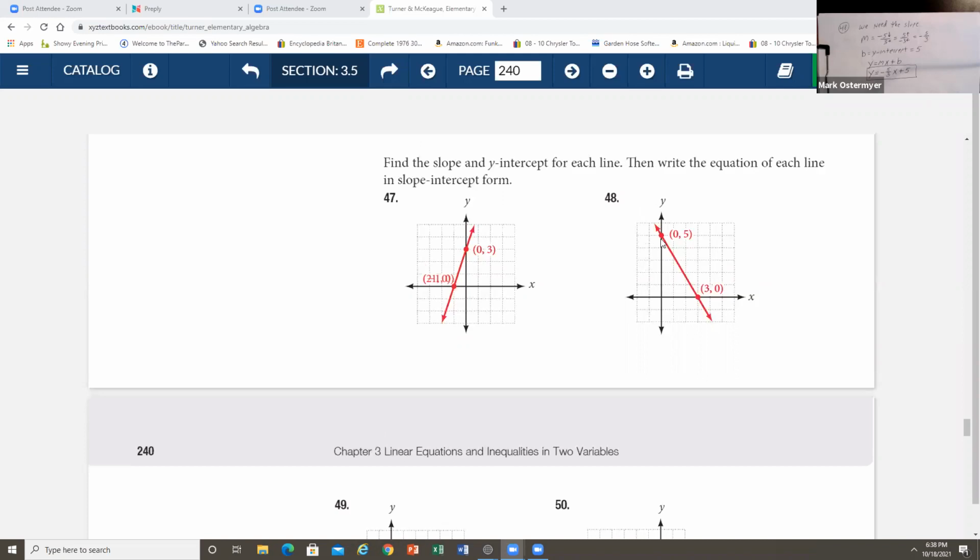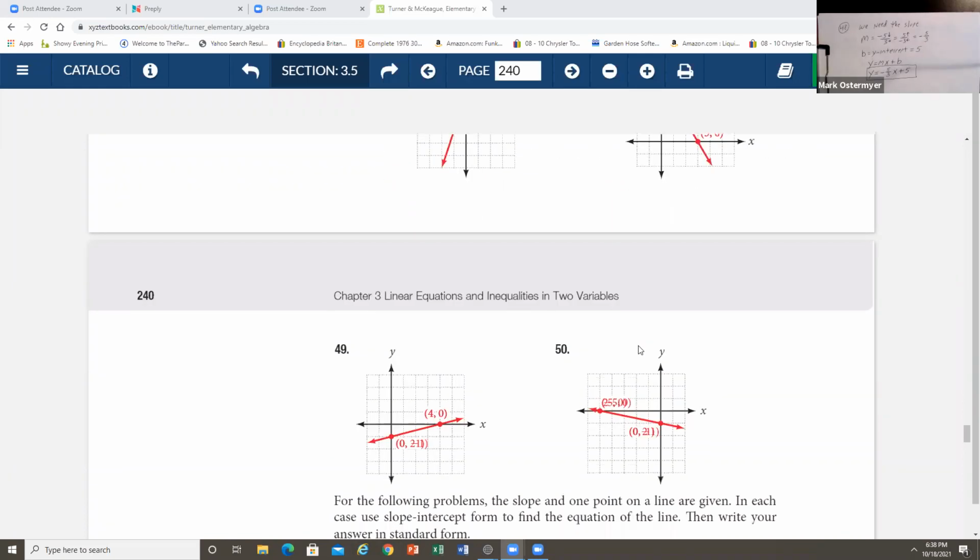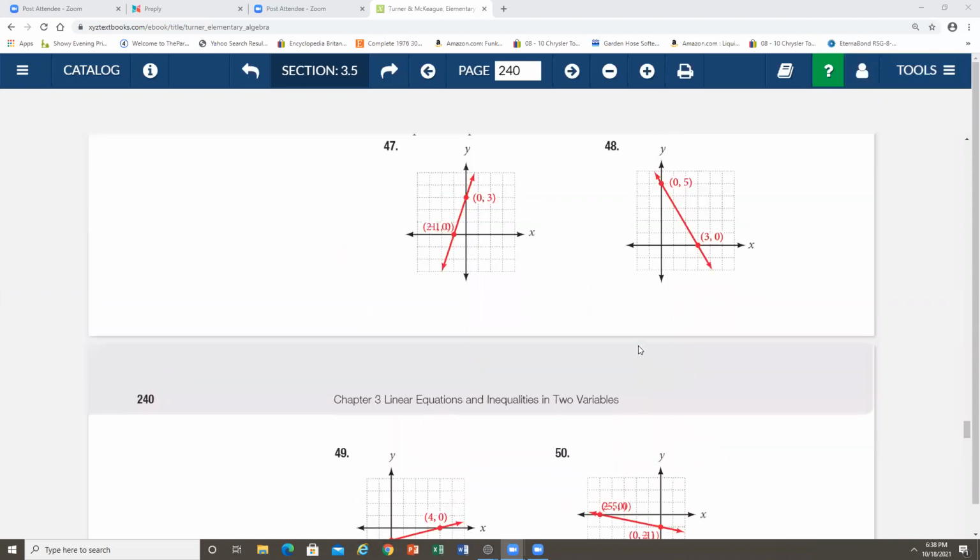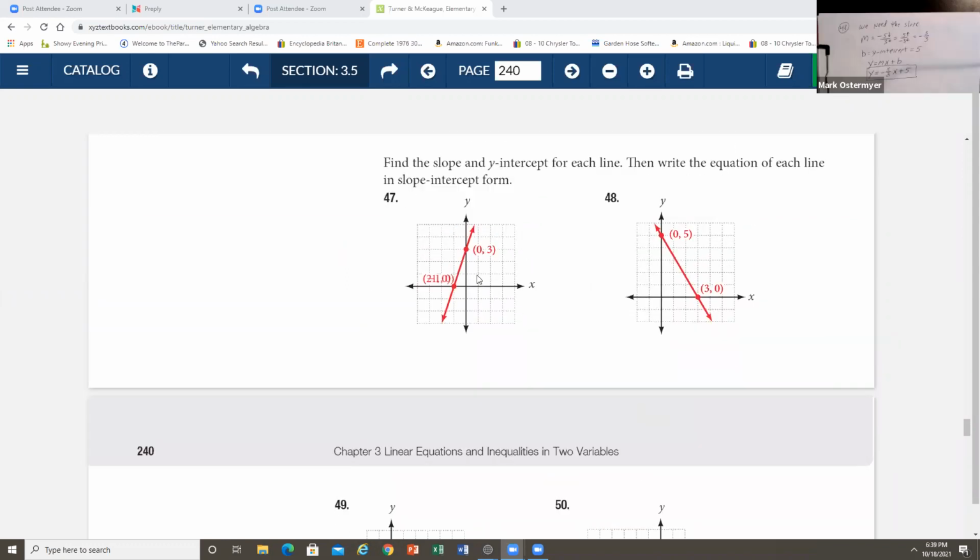Okay. What's the x-intercept? Where does the line go through the x-axis? The 3? 3 would be the x-intercept, correct? Okay, I see. All right. How about number 47? What's the y-intercept for this line in number 47 here?